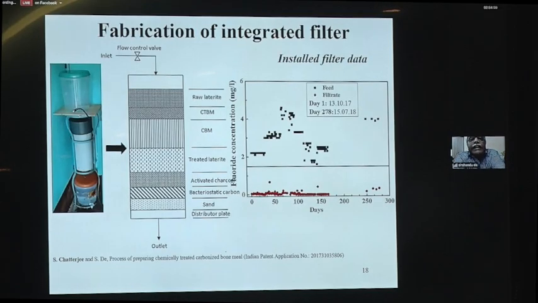So we have developed an integrated filter using this medium and installed it in one of the households in Bankura district. I have 1 year of data. The fluoride concentration in the groundwater fluctuates between 2 milligram per liter and 4.5 milligram per liter. Again, this fluoride concentration in the groundwater increases during the summer days, and the fluoride concentration in the filtrate is always less than 1.5 milligram per liter.